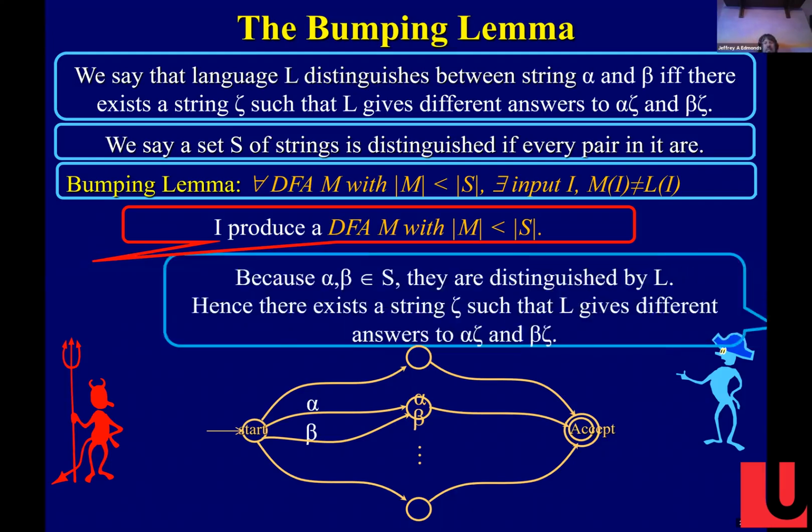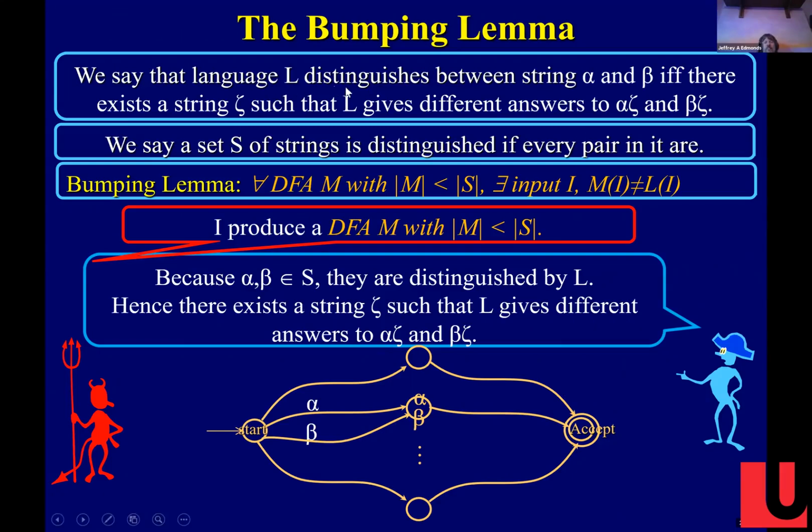So now what happens? Look at the definition. We said every pair of strings in S is distinguished. And the definition of distinguished is up here. Because alpha and beta are in S, they're distinguished by the language. Hence there exists some zeta such that alpha zeta and beta zeta have different answers. One of them, the machine's going to say yes, and the other is going to say no. Maybe we don't know which is which, but one's yes and one's no.